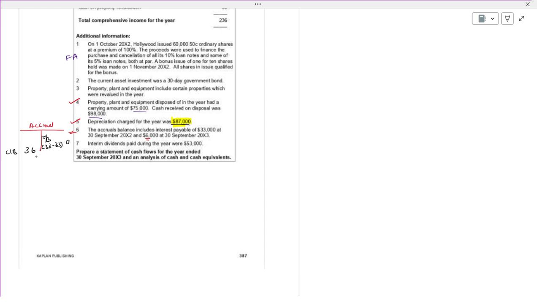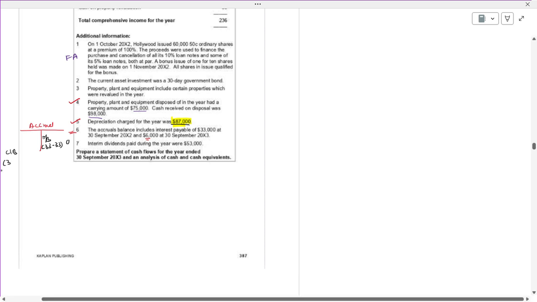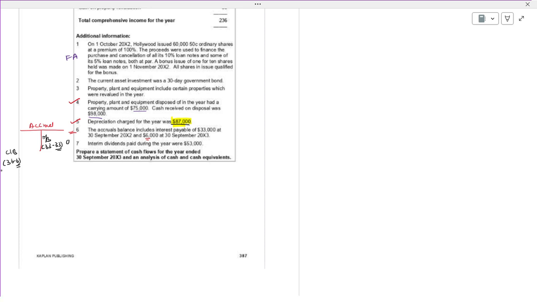Interest is how much? Interest is 6. Is it right? Interest is 6. Means we are removing interest. We will show interest separately. 36 minus 6. Here also we have removed interest. We are taking only accruals.